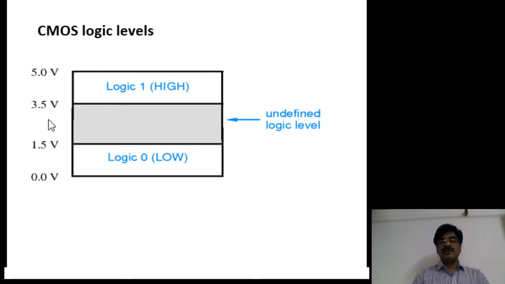Suppose the voltage is in the range 1.5 volts to 3 volts, that is not considered as either logic 0 or logic 1, because this is called the undefined range. If any voltage is in this range, it is not considered either logic 0 or logic 1.